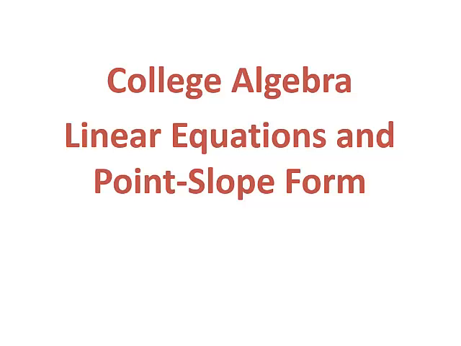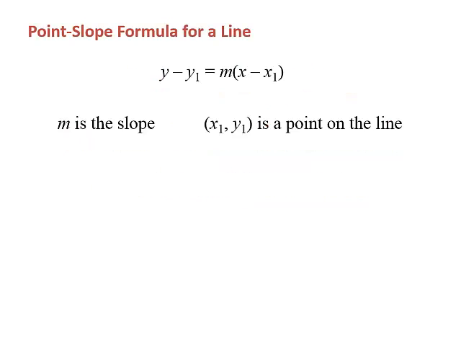In this lesson, we'll talk about the point-slope form of a line. The point-slope formula for a line is y minus y sub 1 equals m times x minus x sub 1, where m is the slope and the point on the line is x sub 1, y sub 1.